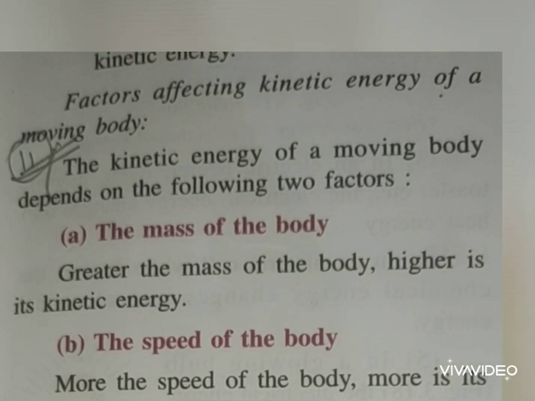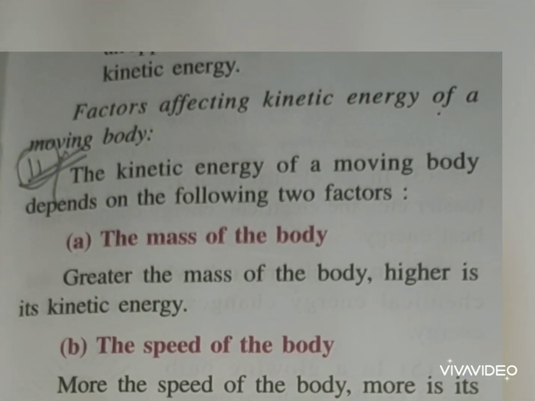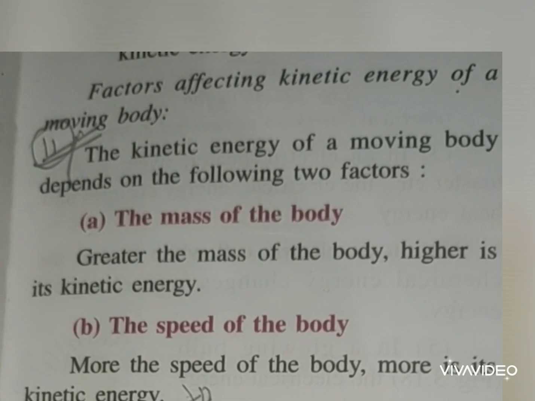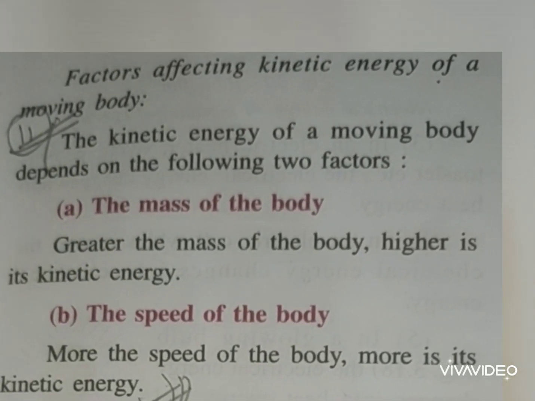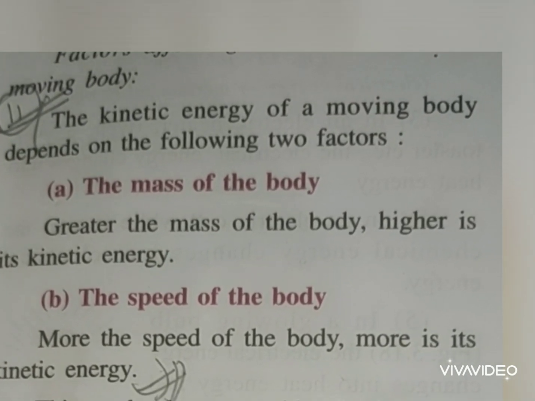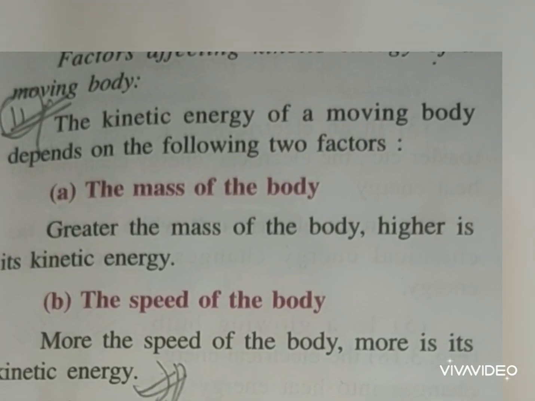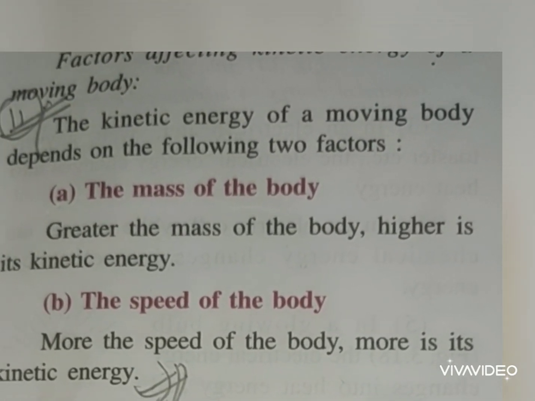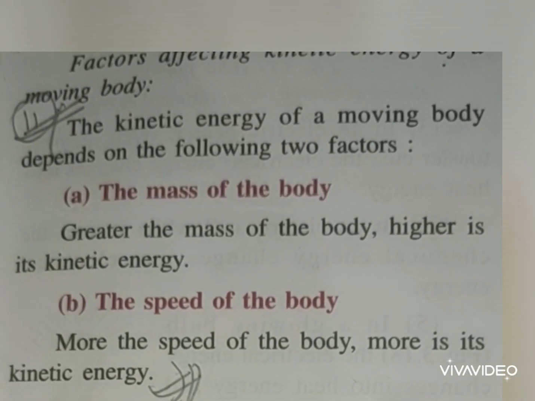Now let us see the factors affecting the kinetic energy of a moving body. The kinetic energy of a moving body depends on the following two factors. The first is the mass of the body. The greater the mass of the body, the higher its kinetic energy. And the second factor is the speed of the body. The more the speed of the body, the more its kinetic energy.